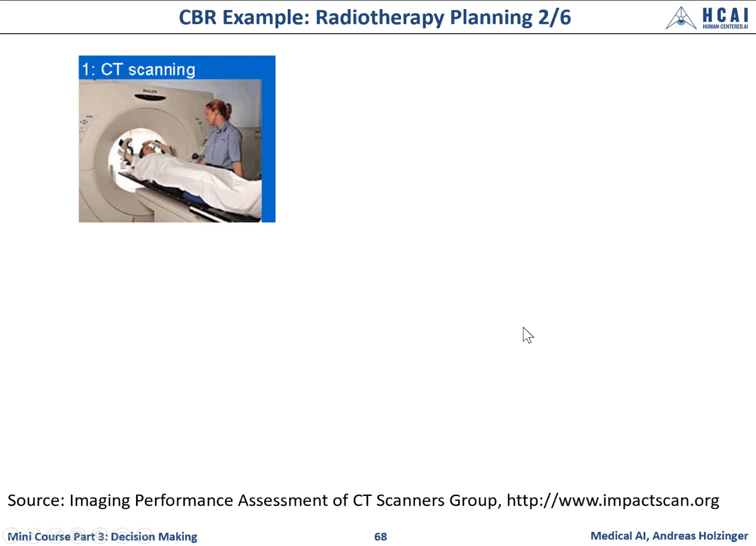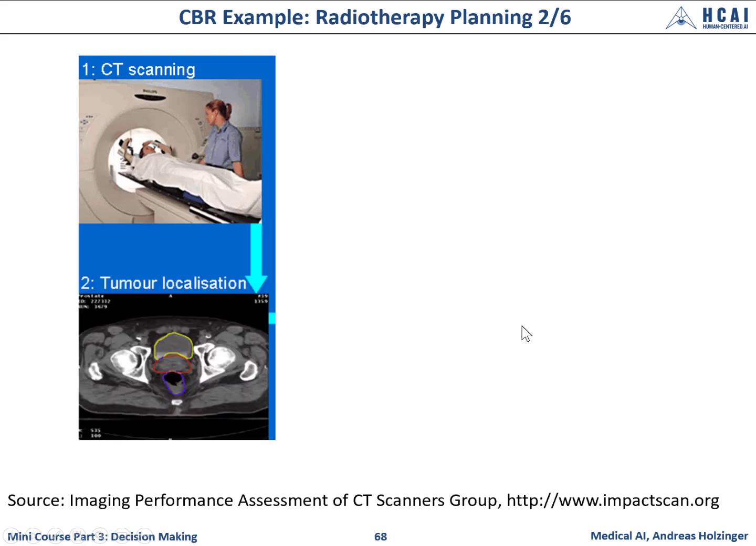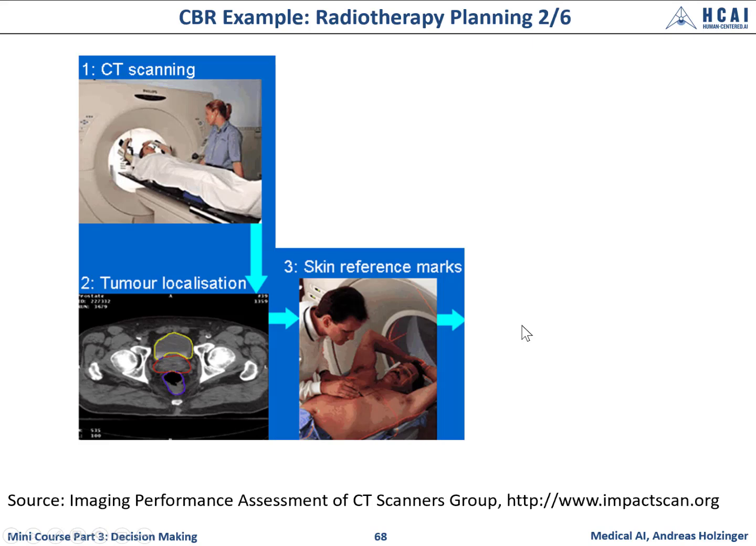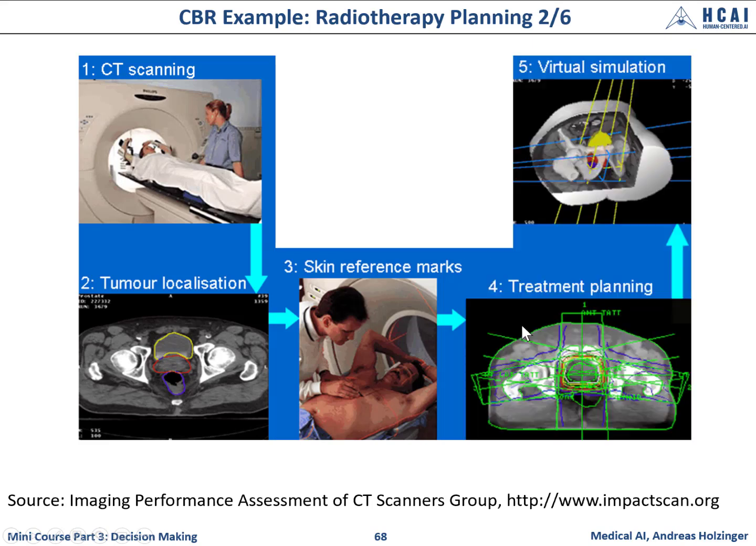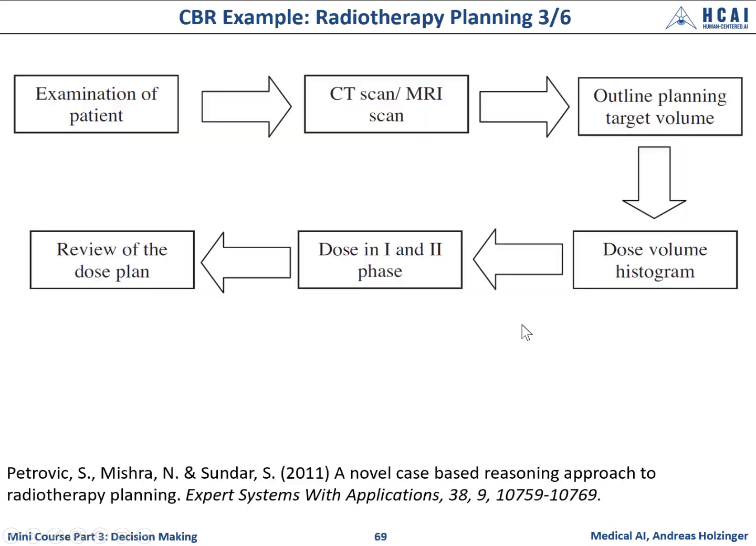Okay, so here you see the typical workflow: CT scanning, tumor localization, skin reference marks, treatment planning, virtual simulation, radiotherapy treatment. Now, how can AI assist here? So here again, case-based reasoning. So the generated scans are passed onto the planning department. In the planning department, the tumor volume and the organs at risk are outlined by a medical physicist, so that the region that contains a tumor can be distinguished from other parts. So this is the most critical part.